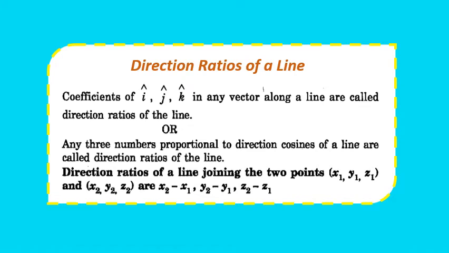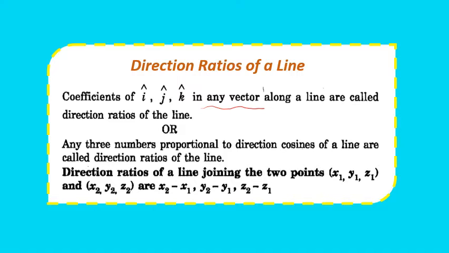Next, direction ratio of a line. Now coefficient of i, j, k in any vector. Now direction cosine was with respect to your unit vector, but in case of direction ratio, the coefficients of i, j, k in any vector along a line are called direction ratios. Here the important term is any vector, and in direction cosine it was unit vector. So the coefficients of i, j, k in any vector along a line are called direction ratios of the line. Or we can also define that any three numbers proportional to the direction cosines of a line are called its direction ratios.